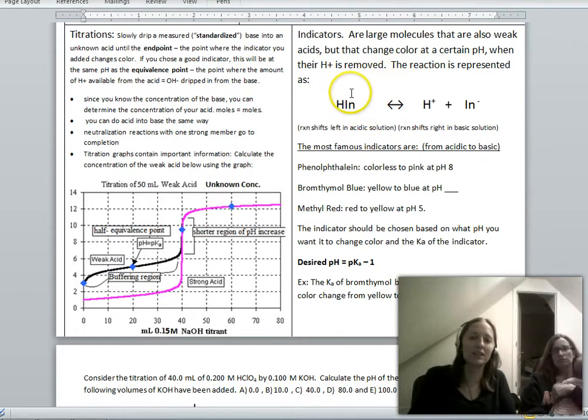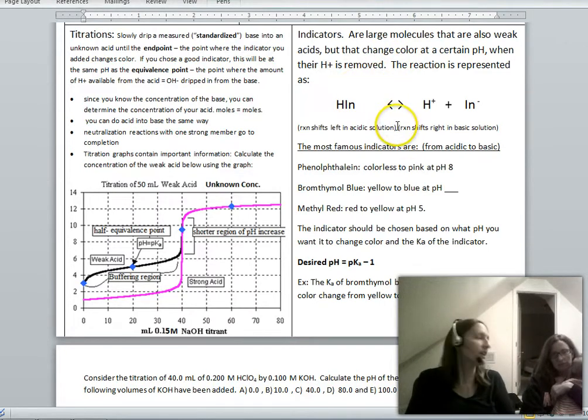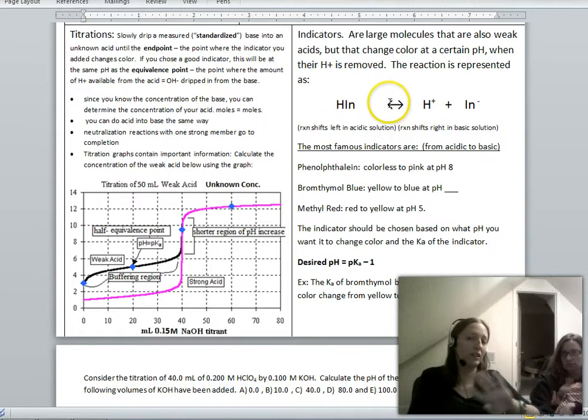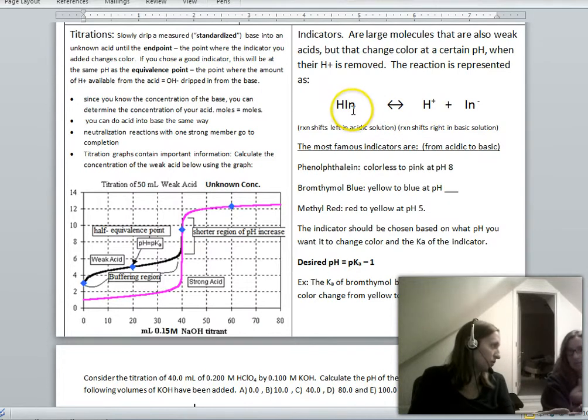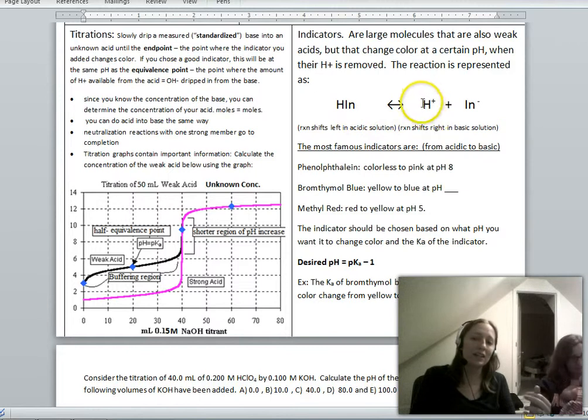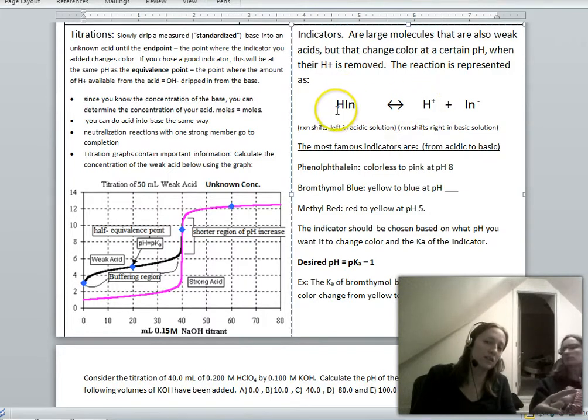And what's happening is, if you're in an acidic solution, you have a lot of H pluses. And if you remember Le Chatelier's principle, if you have a lot of H pluses, that's a lot of this side, it's going to shift left as a reaction to that, to kind of undo that. So when it is acidic, it shifts away from the H pluses.